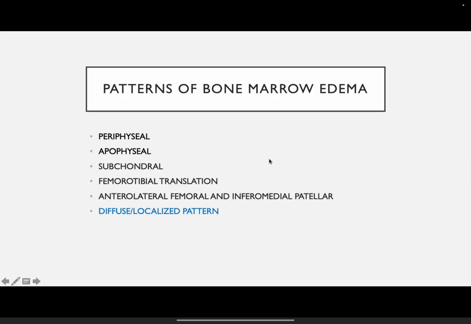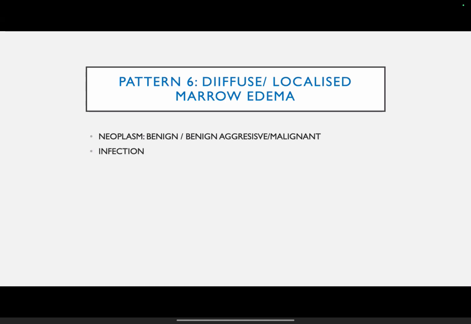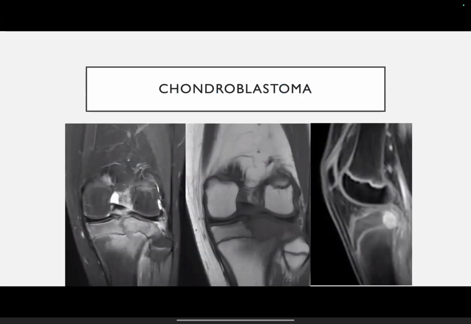So next is a pattern of diffuse and localized marrow edema. They can come in the case of infection or neoplasm. In a neoplasm, it may be benign, aggressive, or malignant. A very common area seen in the pediatric age group is epiphyseal involvement. If you see a huge or florid edema in an epiphyseal location in a pediatric age group, then you need to rule out an infection or a neoplasm.